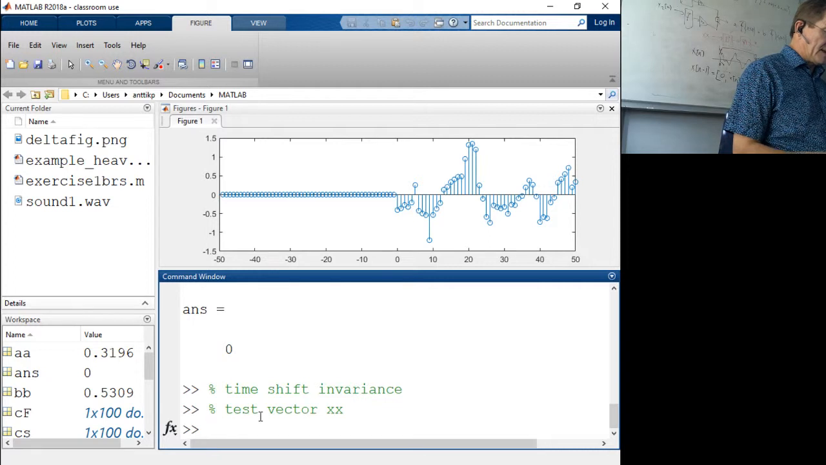First, the time shifted output, or wait a minute. Let's calculate the output of time shifted input.